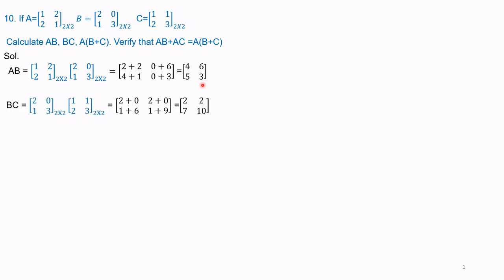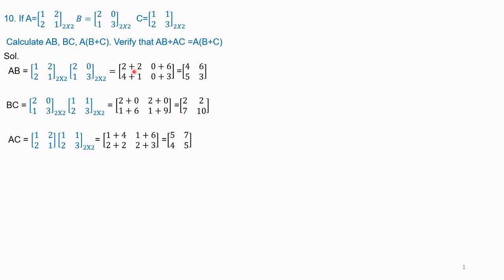The next part is we have to find out BC in the same fashion. So matrix B is copied here, 2, 0, 1, 3, and C is 1, 1, 2, 3. Both are given matrices of order 2 by 2. So we will multiply again in the same fashion. Row 1 into column 1: 2 into 1 plus 0, 2. Then row 1, column 2: that is 2 plus 0 again. Then row 2 of B, column 1 of C: therefore it is 1 plus 6. Then row 2 of B, column 2 of C: that is 1 plus 9. Simplifying, we get 2, 2, 7 and 10.